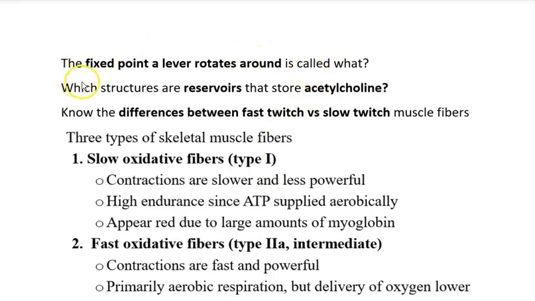Okay. Which structures are reservoirs that store acetylcholine? Remember that it's the synaptic vesicles of the axon that are going to be reservoirs for acetylcholine. And remember that the terminal cisternae are what store calcium in the muscle cell.